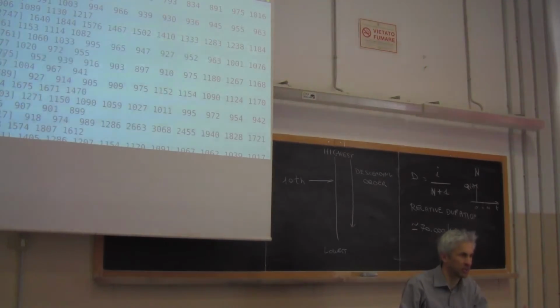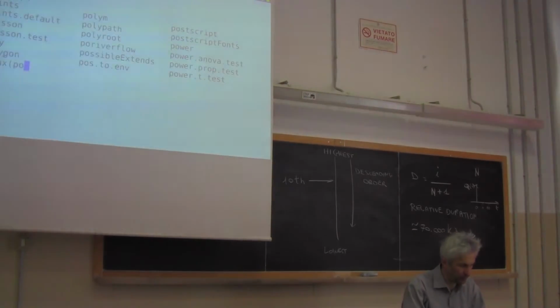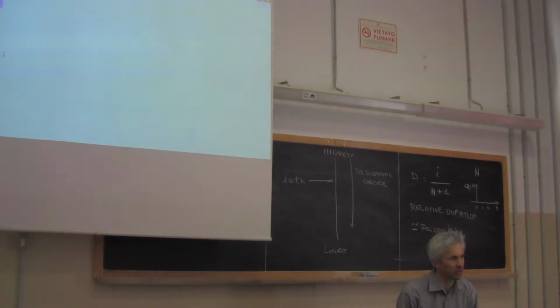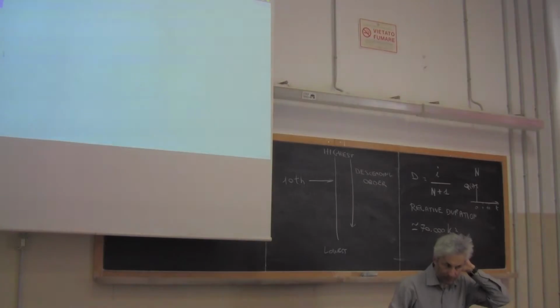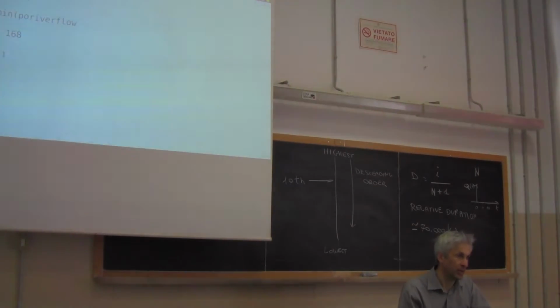Okay? But we can play with the vector, for instance, by looking at the max. Let me do it again, sorry. And you should get something like 9,780. And then you can take the minimum. The minimum is 168. And then you could compute the average.